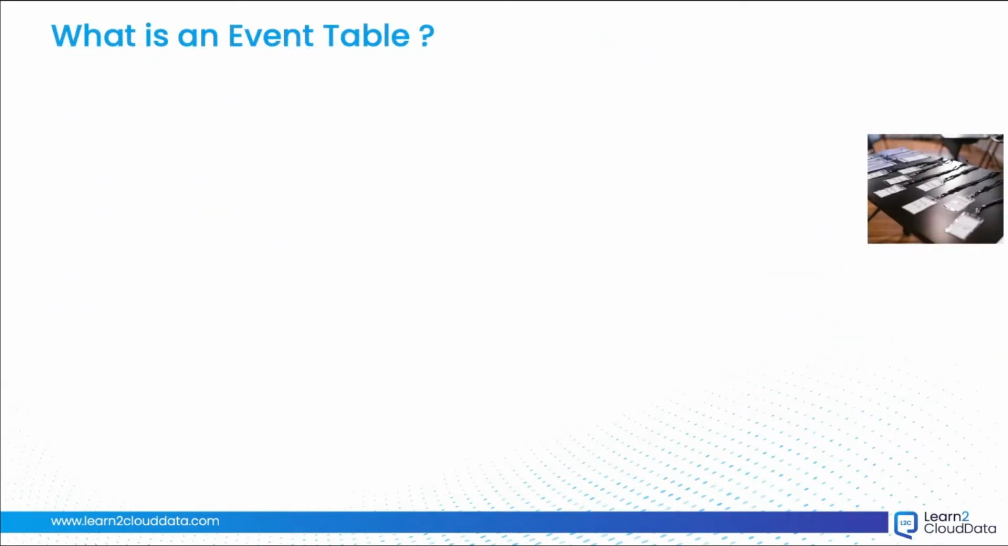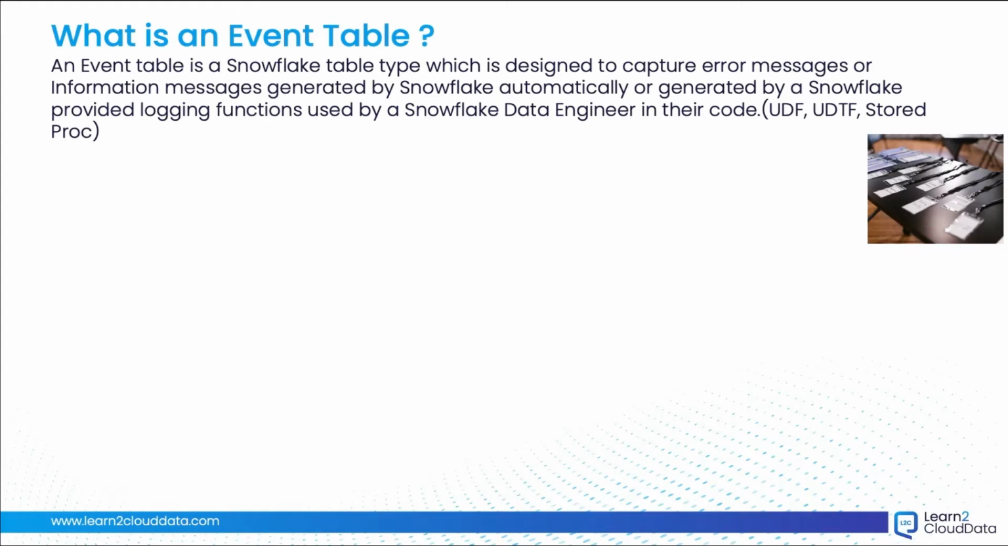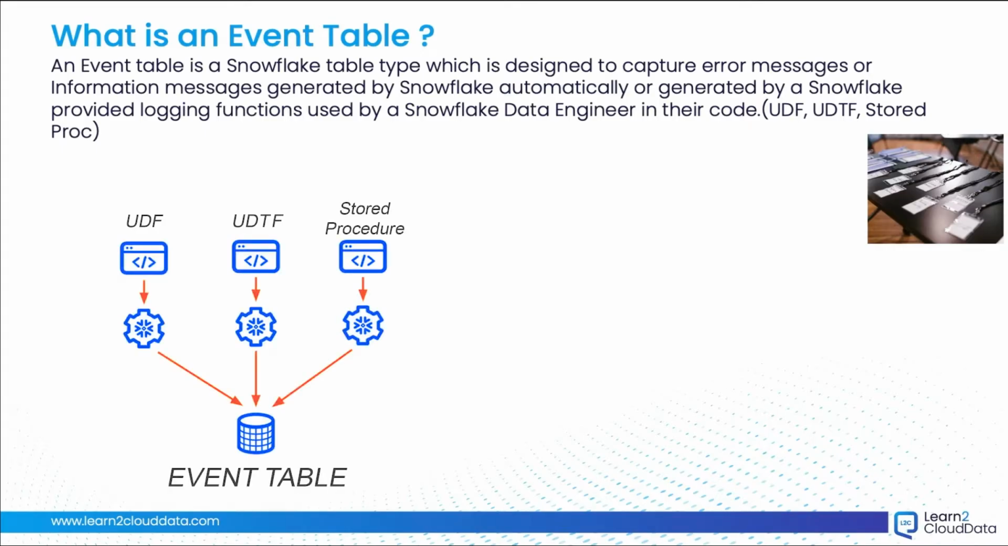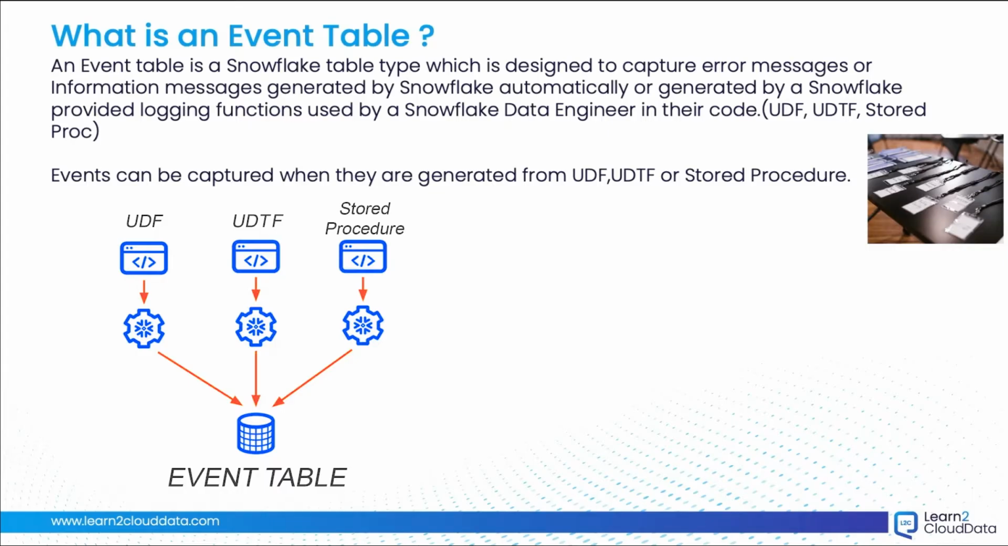What is an event table? An event table is a Snowflake table type that is designed to capture error messages or information messages generated either by Snowflake automatically or generated by Snowflake provided logging functions used by a Snowflake data engineer in their code. The use of event table eliminates the need to set up a custom logging table that we design and writing code to log messages in that table. Messages with event tables can only be captured when generated from a UDF, a user-defined table function, or stored procedure. It cannot be done from anywhere else.